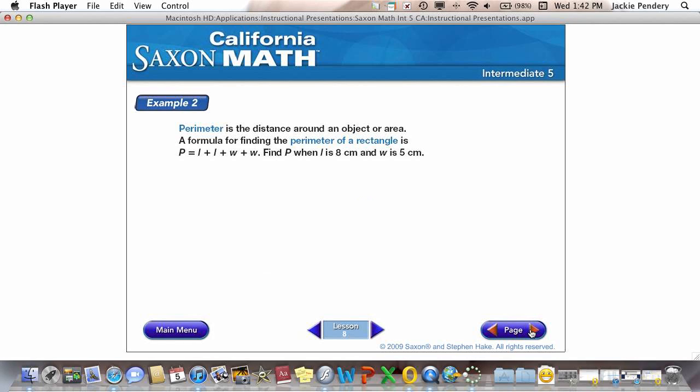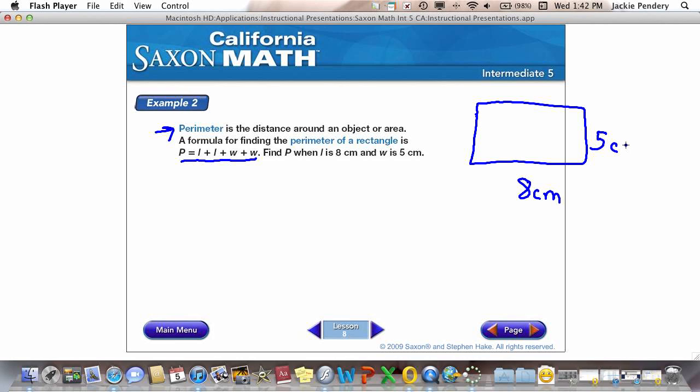In example 2, we're going to be talking about perimeter. Remember that perimeter is the distance around a rectangle or really around any object, okay? It's the distance around. If you need to, write down the definition. So we find perimeter by adding length plus width plus width. So if I want to find the perimeter when the length is 8 centimeters and the width is 5 centimeters, we're simply going to make the substitutions.